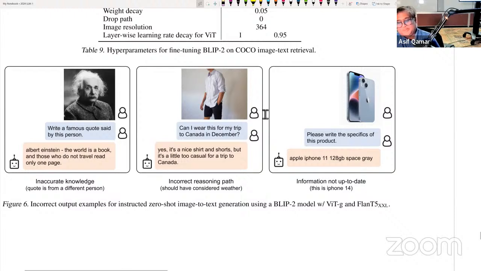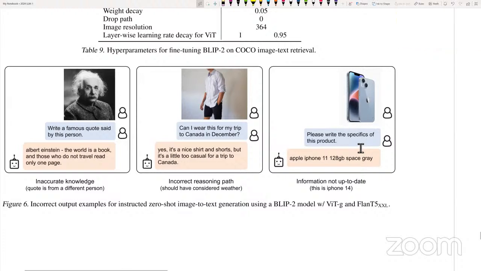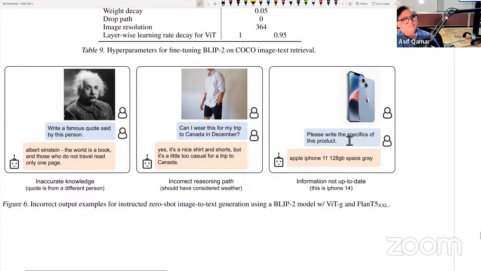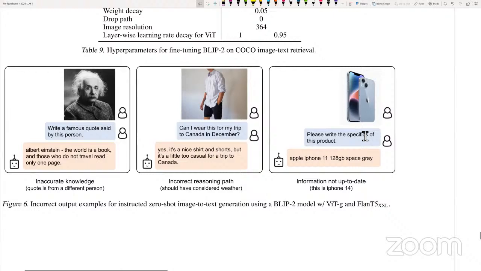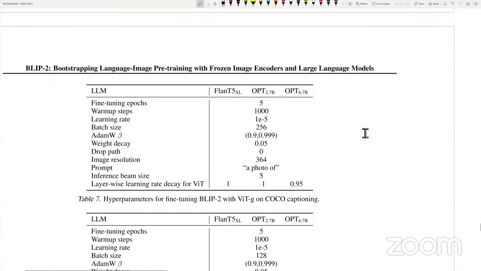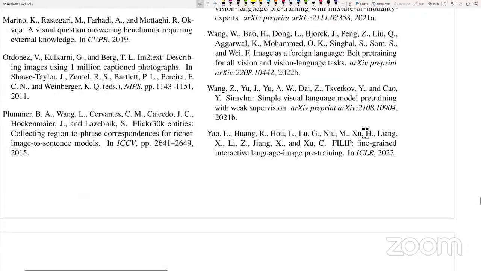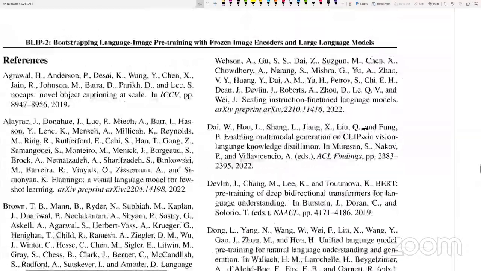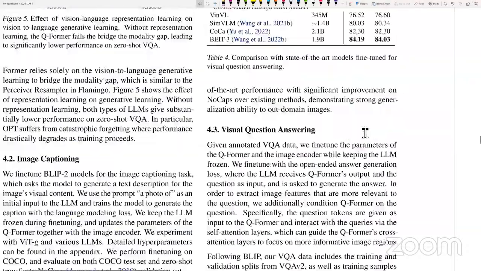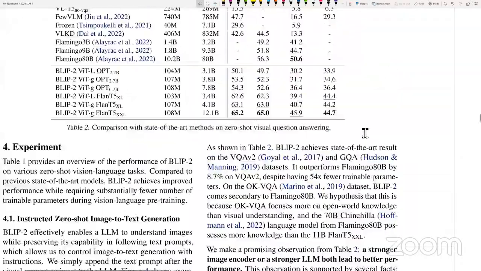BLIP-2. Can I wear this for my trip to Canada in December? It missed out on the weather part, right? Likewise, you give it an iPhone, then it turns out that the LLM was not updated to recognize this thing. This is iPhone 14, which apparently is recent. So, going back to the pizza example, it looks like it's all talking about pepperoni. Probably it's not been trained with vegetarian pizzas, maybe not that flavor at all.